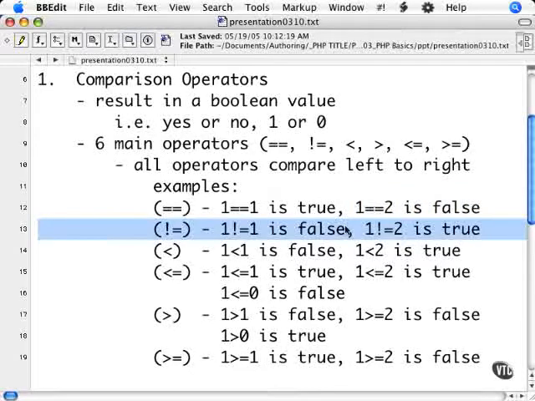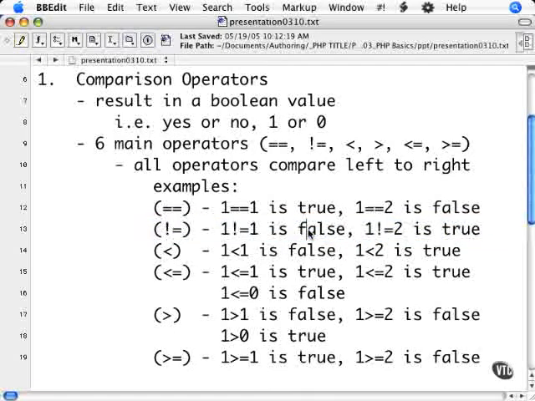The exclamation equals is the English equivalent to not equals. It compares the left and the right values to determine if they are different. If the left side does not equal the right side, it returns true. If the left side equals the right side, it returns false.